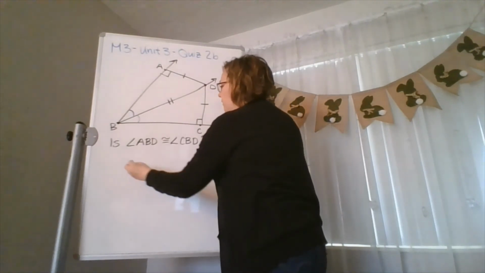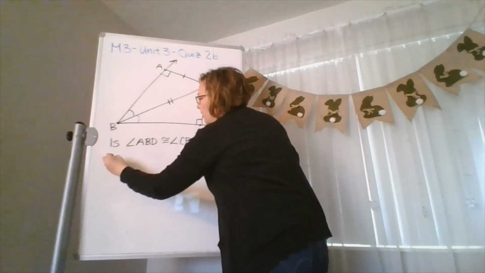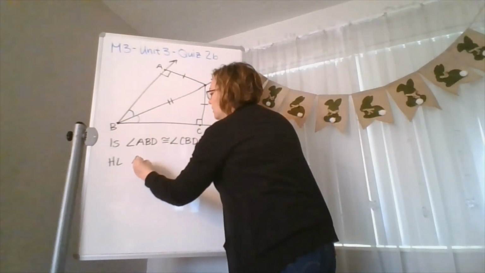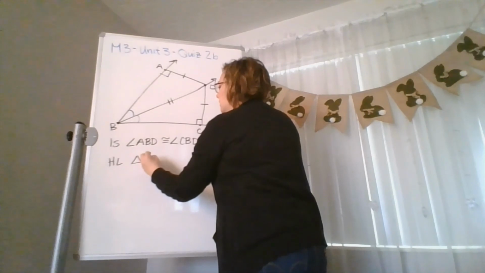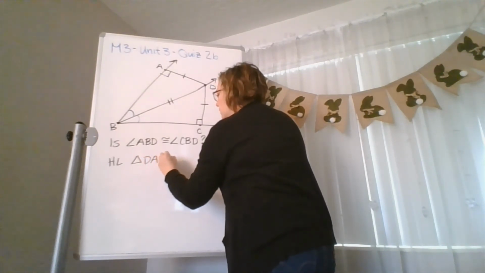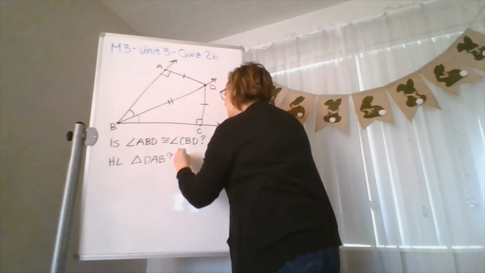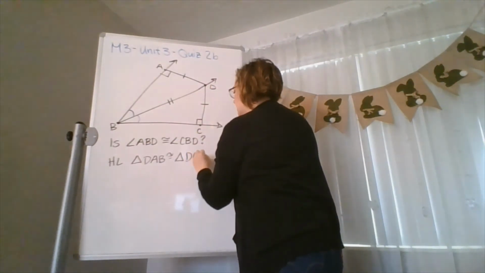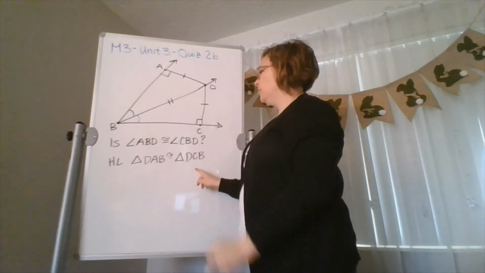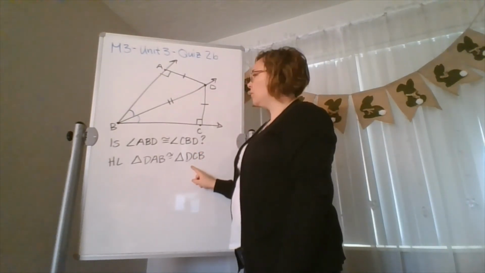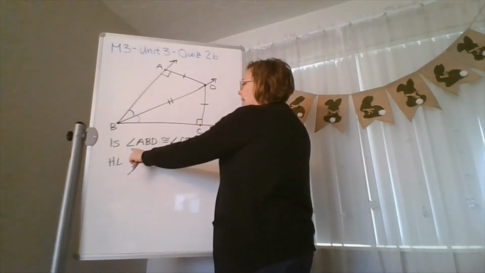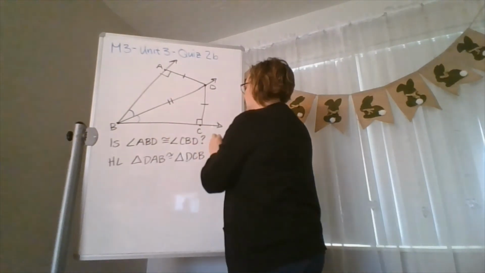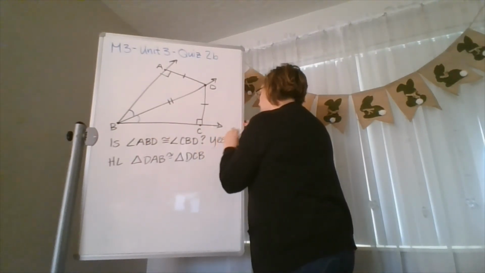So then, because of the hypotenuse leg theorem, we know that triangle DAB is congruent to triangle DCB. So because these two triangles are congruent, we therefore can say yes, angle ABD is congruent to angle CBD. So yes, it is.